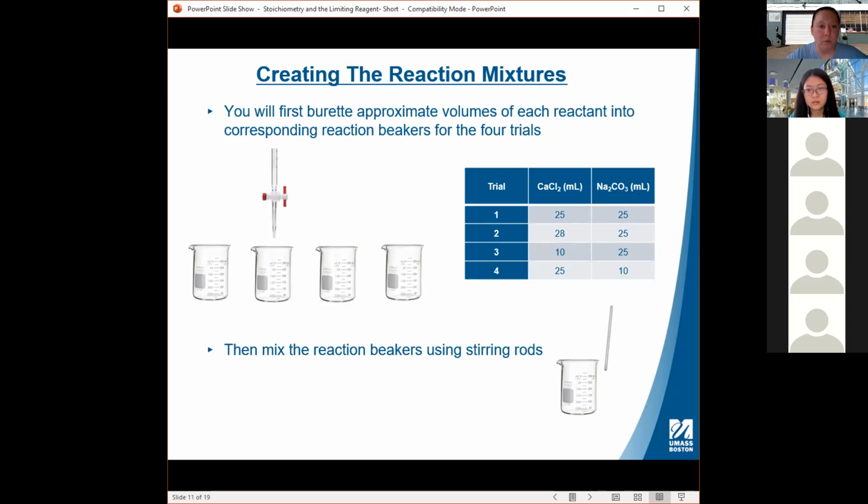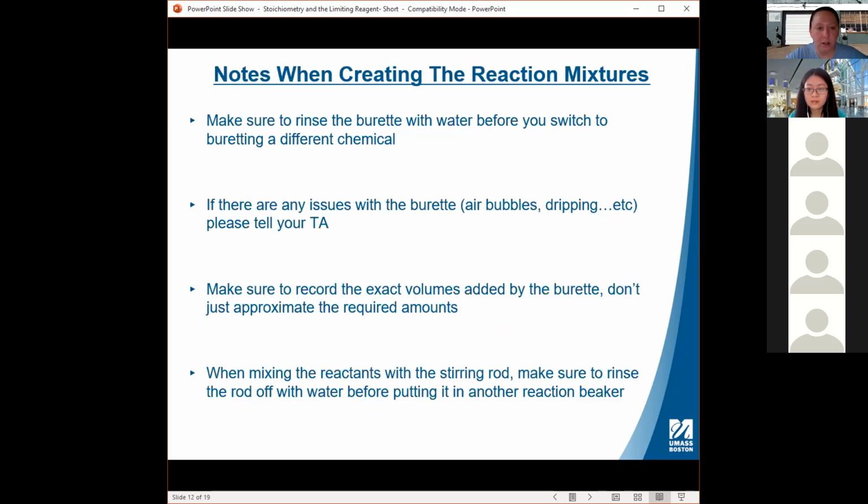So in class, we would have burettes of the materials, and we would dispense them accurately with the burettes into 4 different beakers. When you're doing different trials at the same time, you would want to label all of your beakers corresponding to which trial they are. So for instance, we would have beakers 1, 2, 3, and 4 corresponding to the different trial numbers. We will mix the reaction beakers with stirring rods. Okay.